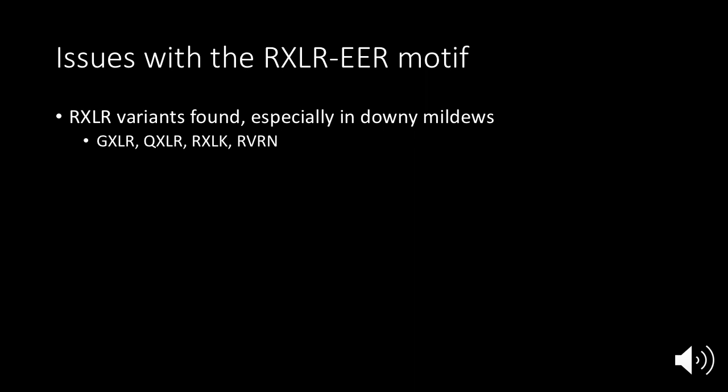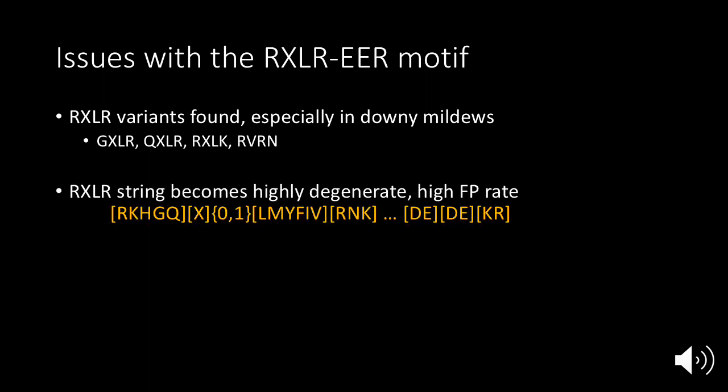The first one is that a lot of RXLR variants were found, especially in downy mildews. For example, GXLR, QXLR, RXLK, RBRN. And when you actually take all of the variants found in nature, as well as variants that have been shown to function in the lab, you end up with a really highly degenerate string of amino acids. This sequence is actually really likely to occur by chance because there are so many options. The false positive rate ends up being around 50%. It's a little bit lower if you combine it with EER, but not every RXLR has an EER, and not every EER has an RXLR. So it's not incredibly predictive due to the false positive rate.